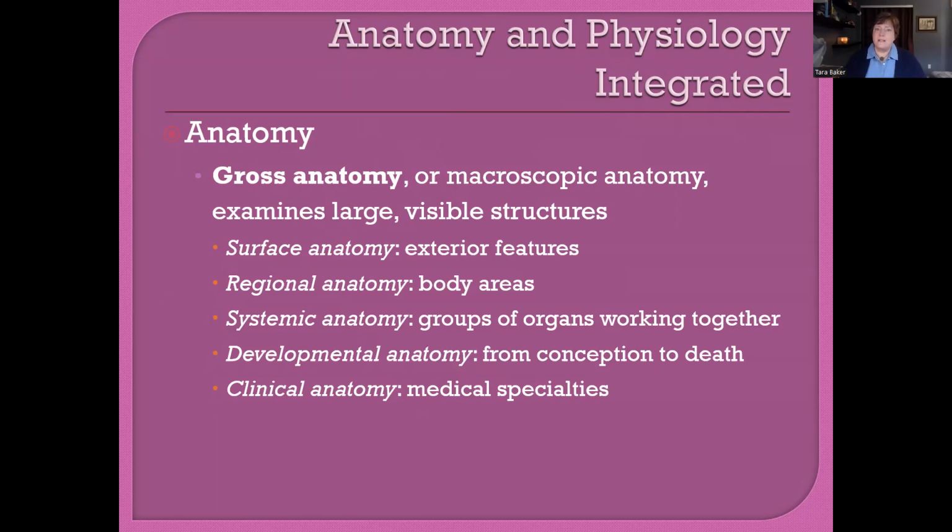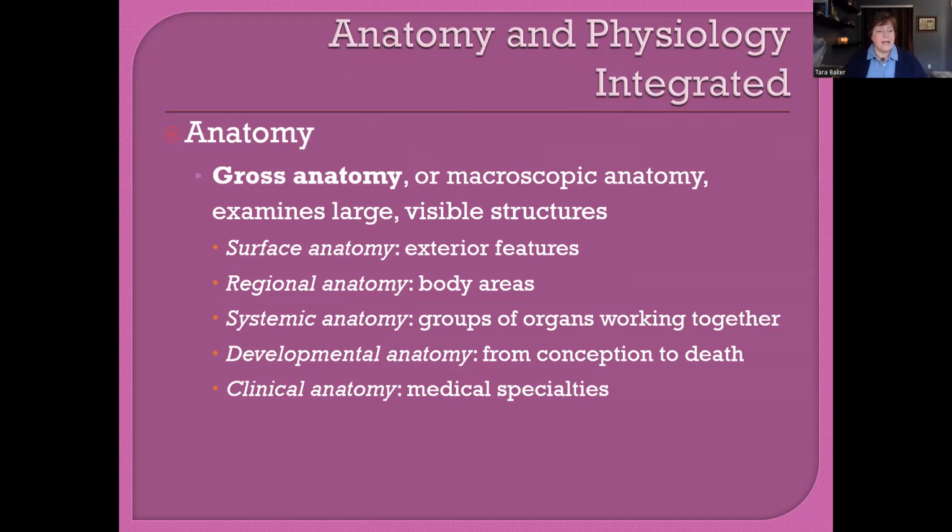So there are different ways to study gross anatomy. We can study surface anatomy, which is the exterior features, and regional anatomy, which is the body area. So I'm going to focus in on the shoulder, for instance. Systemic anatomy: whenever you hear the word systemic, what that means is the entire body.